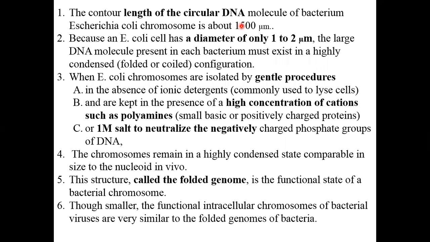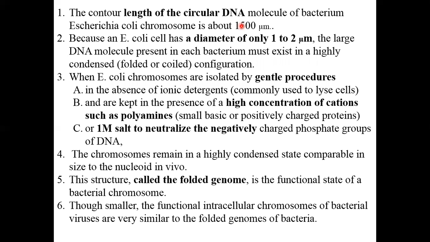The contour length of the circular DNA molecule of the bacterium E. coli is about 1500 micrometers, because E. coli cells have a diameter of only 1 to 2 micrometers. So, because bacterial cells are about 2 micrometers and the length of the DNA is about 1500 micrometers, it is not possible for the cell to accommodate the DNA without supercoiling of the molecule.